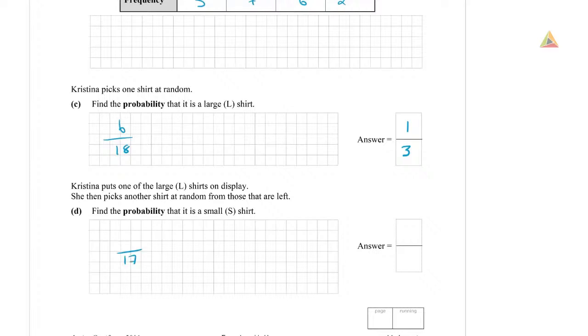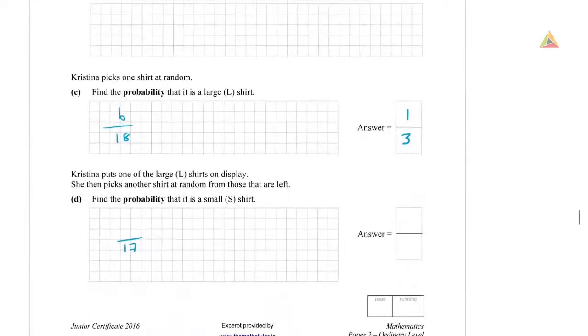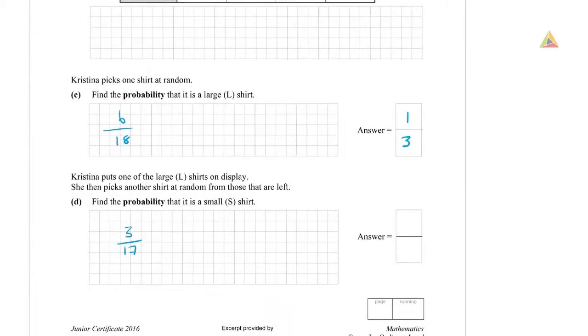So what is the probability that it is a small shirt? Well, how many small shirts do we have? We have 3. So the probability is going to be 3 out of 17. And we can't break that down anymore. So it's 3 out of 17.